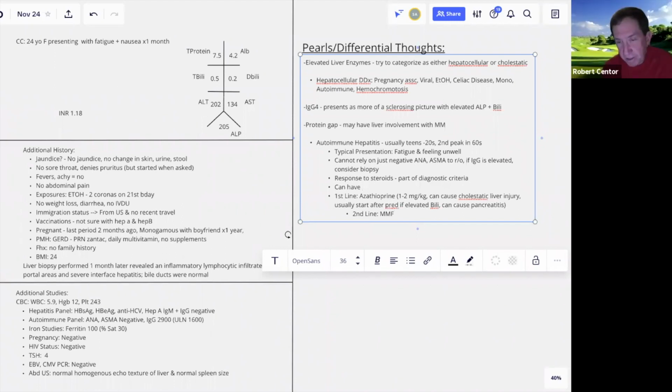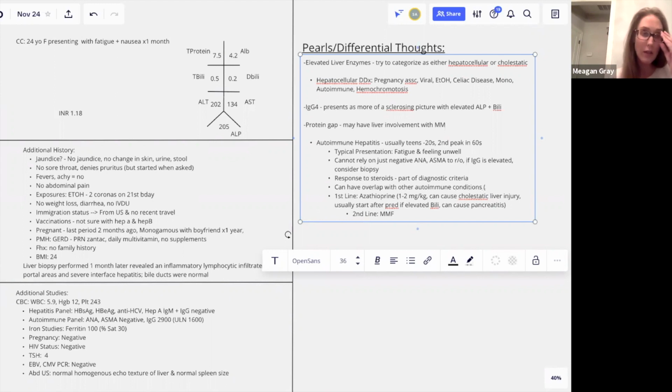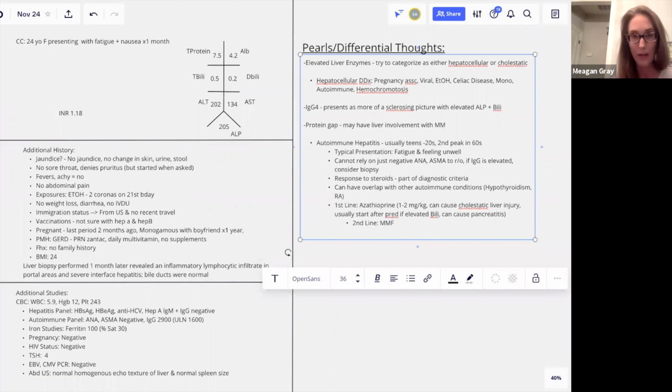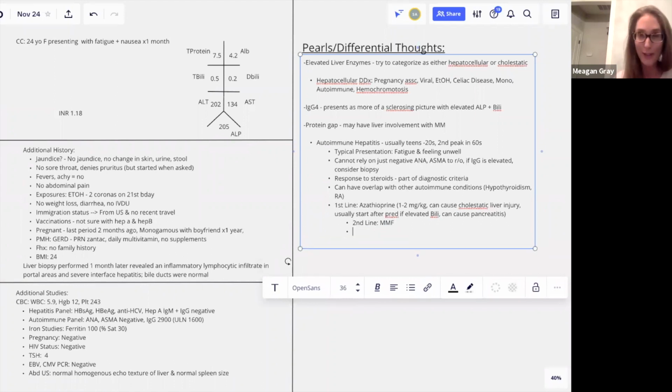Another question is, what is the prognosis of autoimmune hepatitis in 2020? Yeah, these patients, if you get them on the right regimen and you normalize their liver tests, they can have a completely normal life. That assumes that they respond to treatment and that they actually take their medication, which in a 24-year-old is not guaranteed.